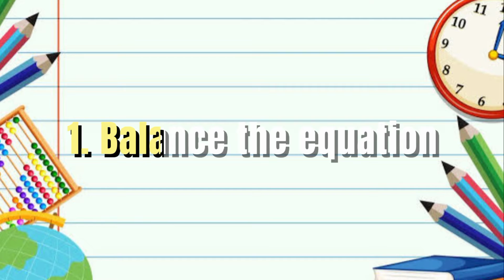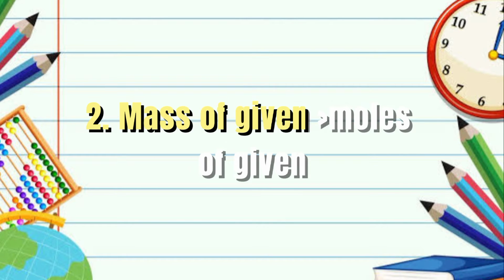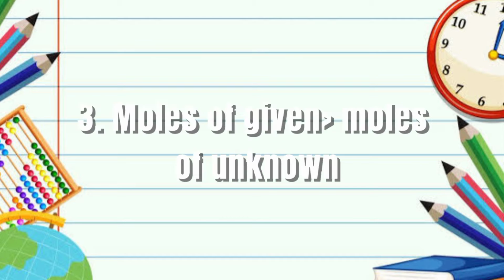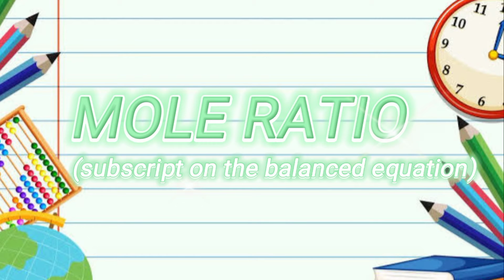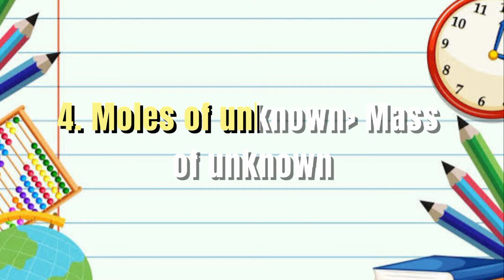First is to balance the chemical equation. Next is converting the mass of the given to the moles of the given, followed by the conversion of moles of the given to the moles of the unknown. We will be using the mole ratio from the balanced equation. And lastly, the moles of the unknown to the mass of the unknown.